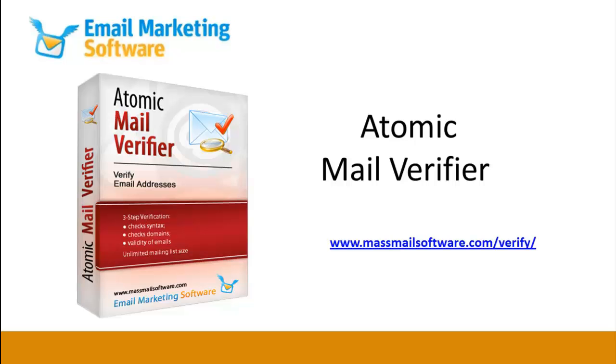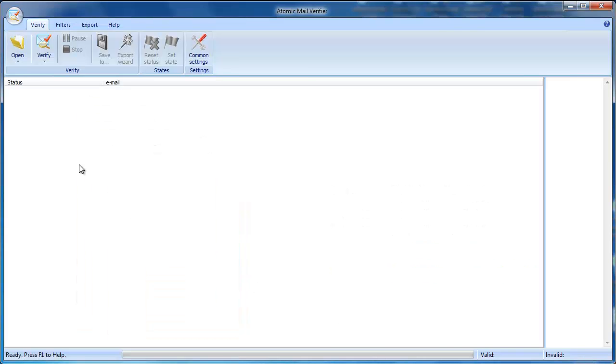Atomic Mail Verifier is used for verifying mailing lists before sending emails. Email verification can help you avoid problems with email service providers and will increase your inboxing rates. And Atomic Mail Verifier is one of the best email verifiers on the market. So how does this software work?